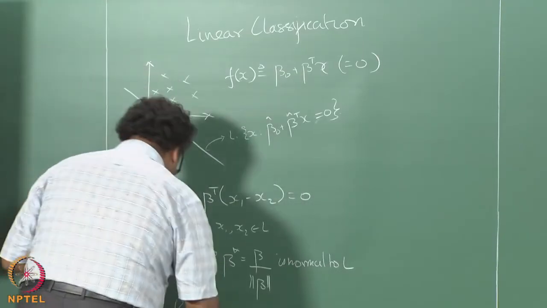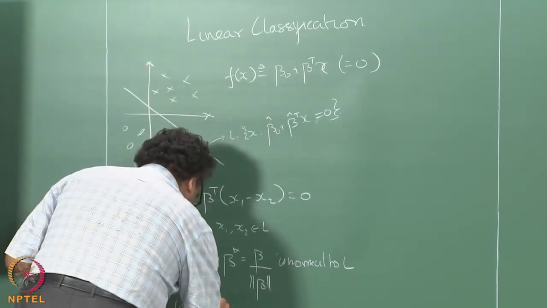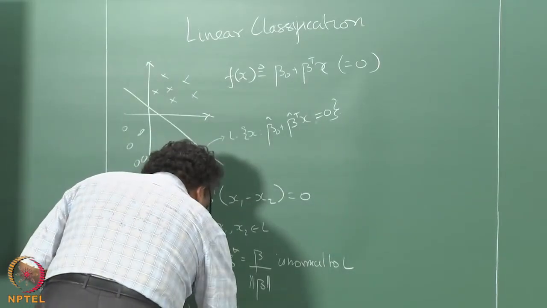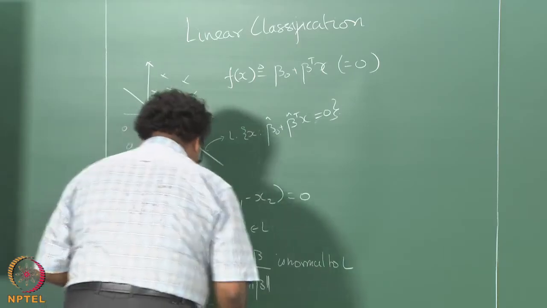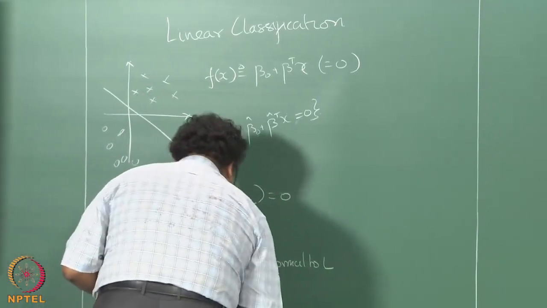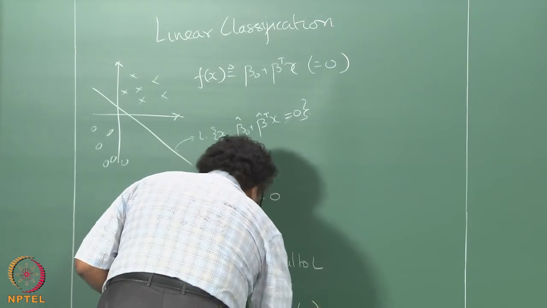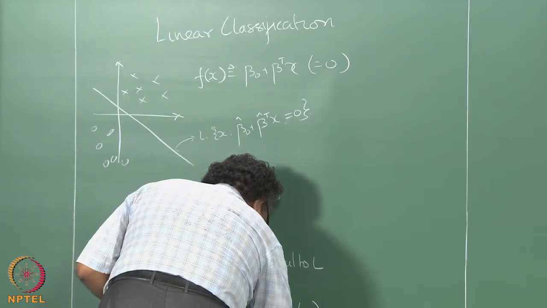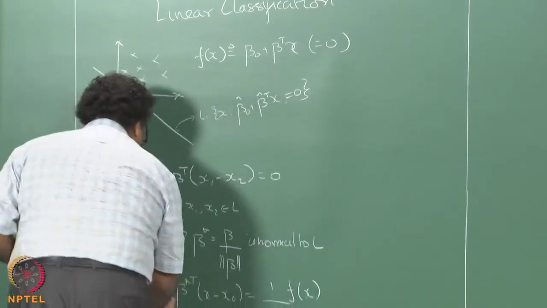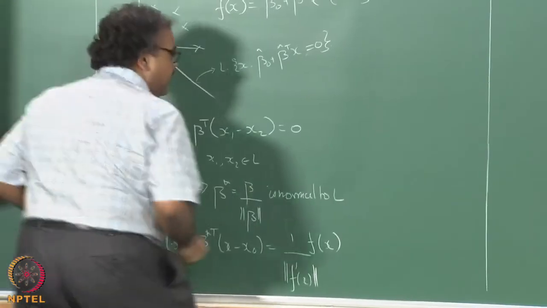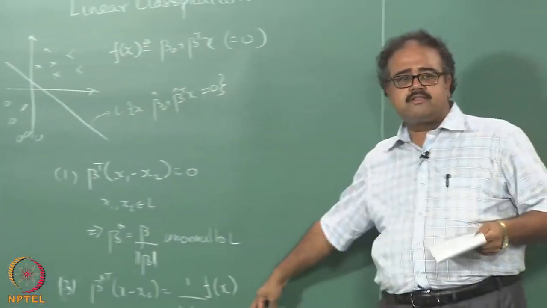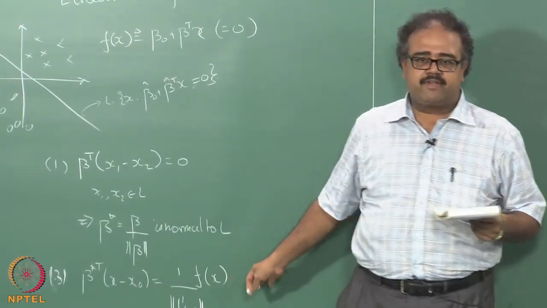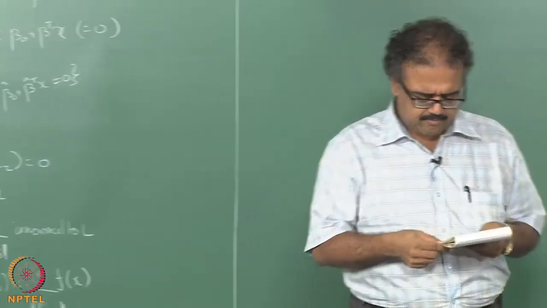So I don't care about the other properties. What I really want is for you to recall that the signed distance to the hyperplane is given by f of x, right?